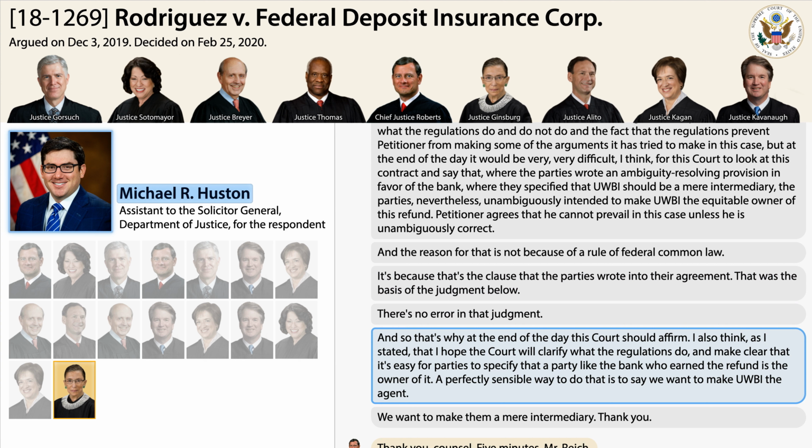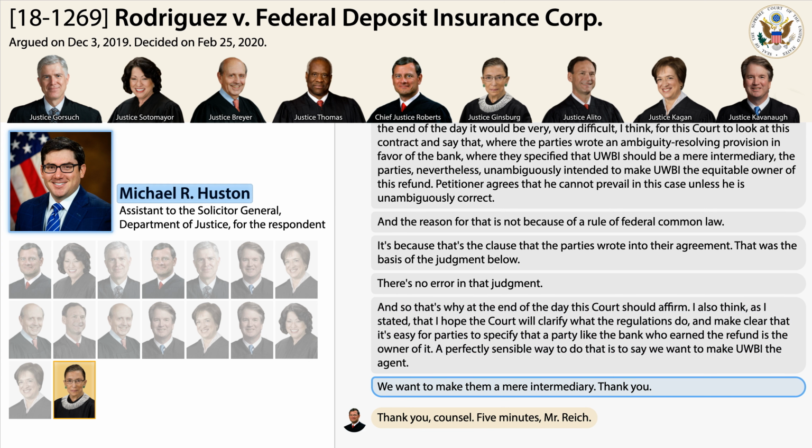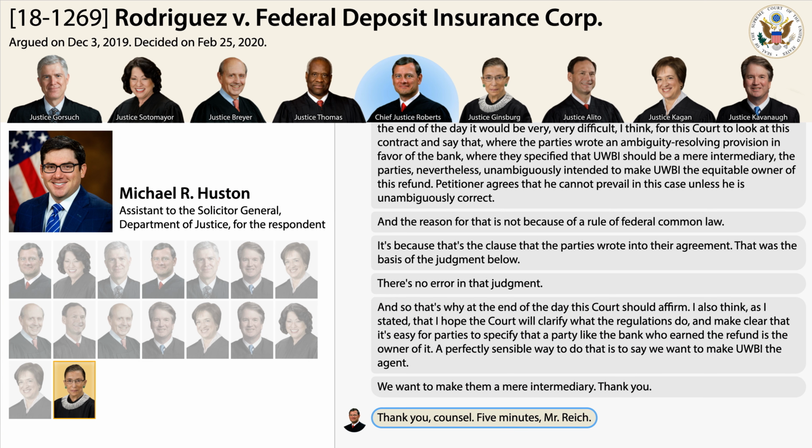I also think, as I stated, that I hope the Court will clarify what the regulations do and make clear that it's easy for parties to specify that a party like the bank who earned the refund is the owner of it. A perfectly sensible way to do that is to say we want to make UWBI the agent. We want to make them a mere intermediary. Thank you. Thank you, counsel.